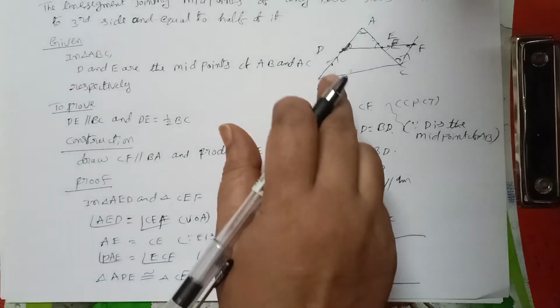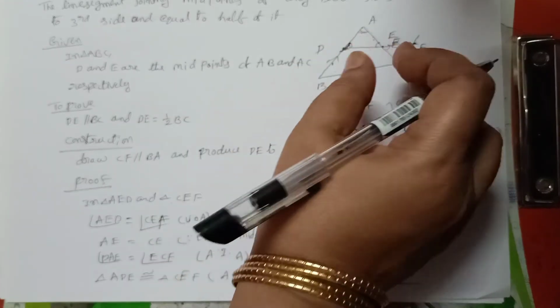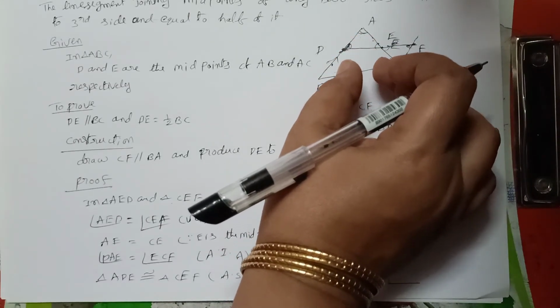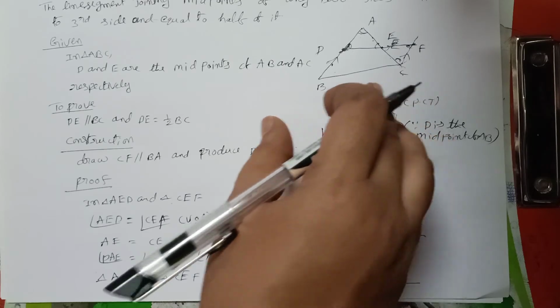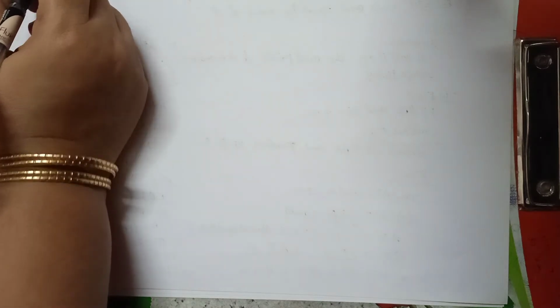Therefore, the line segment joining midpoints of any two sides is parallel to the third side and it is half of it. This is the midpoint theorem, a very important theorem. Now we will discuss the converse of the midpoint theorem.